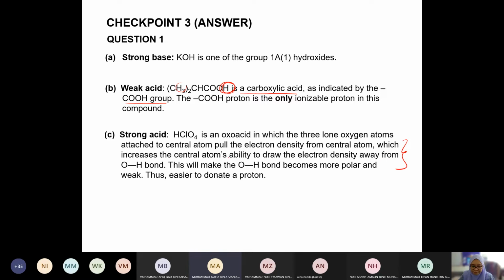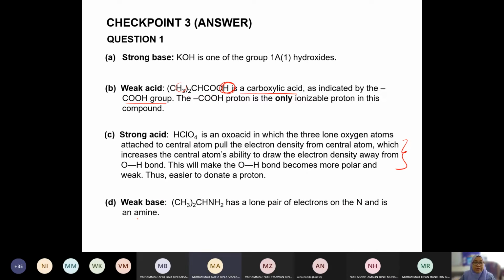I think you know the story, but the usual problem for students is putting it into sentences. It takes time because you just learned this. Find a way so that you can describe why HClO4 is strong. D is a base that has a lone pair of electrons on the nitrogen and it is an amine. Normally an amine is a weak base.